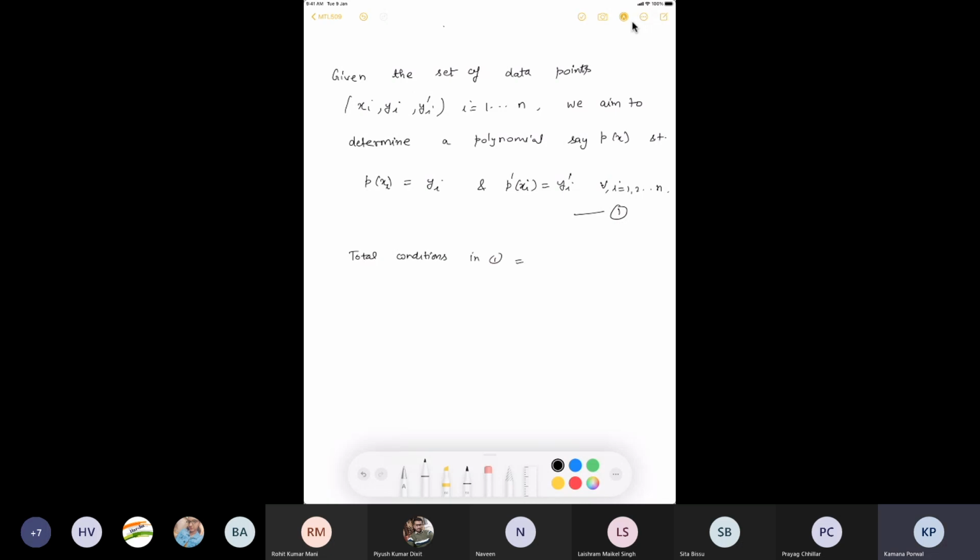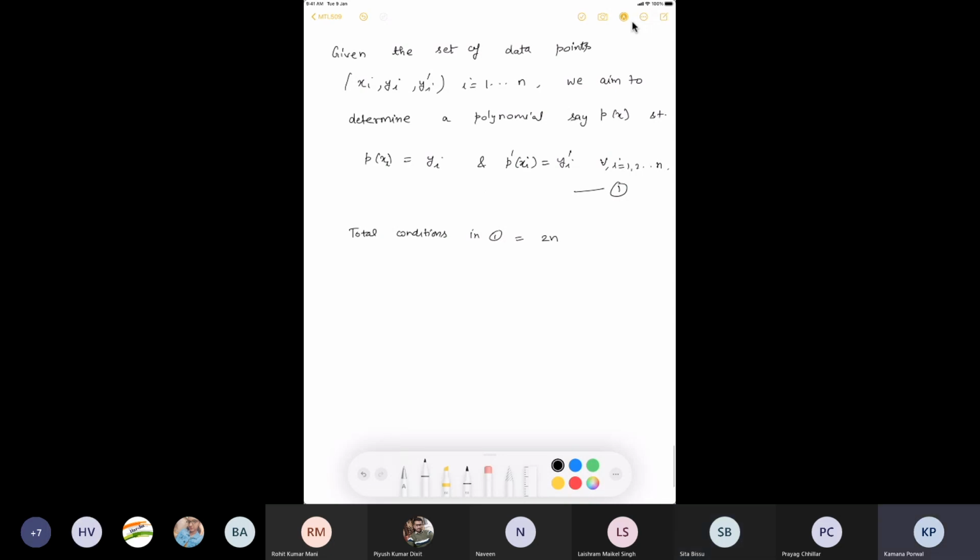So we have 2n conditions, right? Using the 2n conditions, what polynomial degree do you expect that you will be able to determine uniquely? Because you already know the form of a polynomial, what is going to be the degree? At least we should look for a degree which we can determine uniquely using these 2n conditions. 2n minus 1, less than 2n, equal to 2n minus 1.